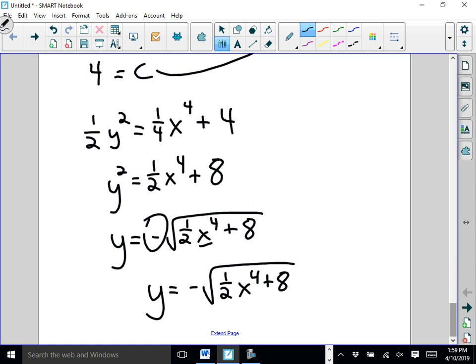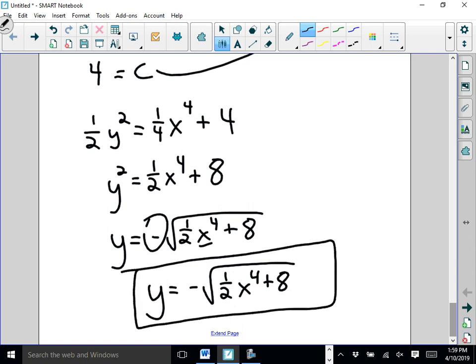On the AP exam, if you just write the square root of half x to the 4th plus 8, you will not get that last point for solving for y equals. You'll probably get all the other points, but you won't get that final point. That needs to be a negative. If you write plus or minus square root, you won't get the final point either. It has to strictly be the negative square root of 1/2 x to the 4th plus 8.